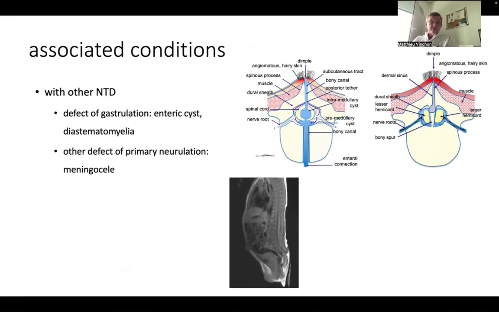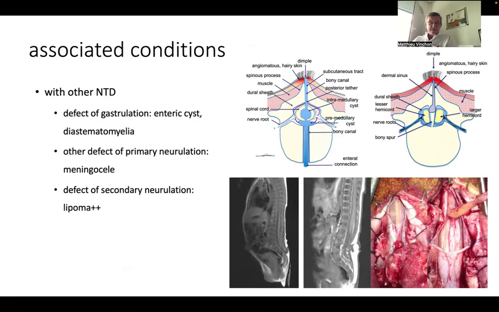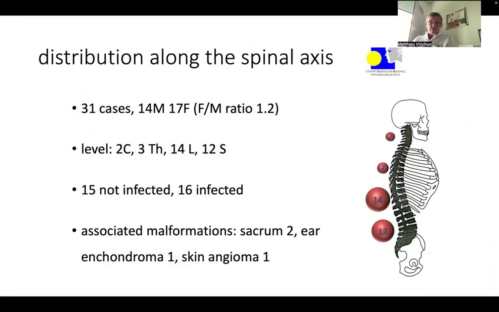And you can have other defects of the primary neurulation, as said before. You can have meningocele or lipoma, like in this case, associated with a low-lying conus. And also, you have associated conditions in the setting of a syndrome, like Currarino syndrome, or other malformations, which are not known to be associated with a dermal fistula, but constitute as many orphan diseases which are still to be described.